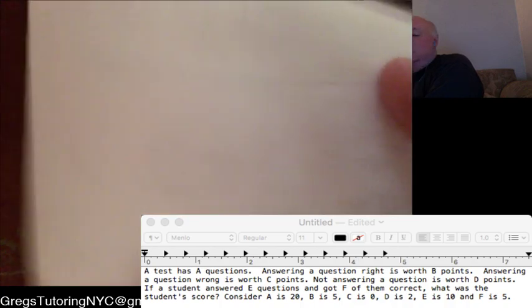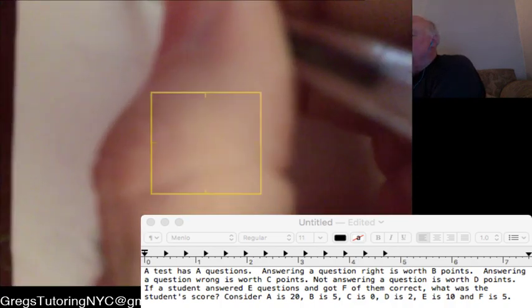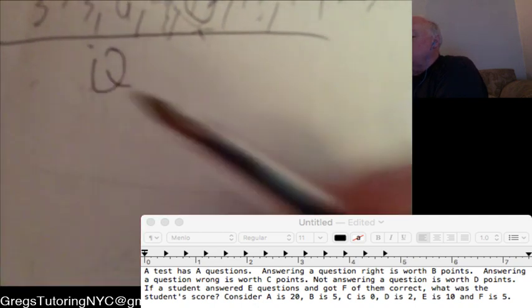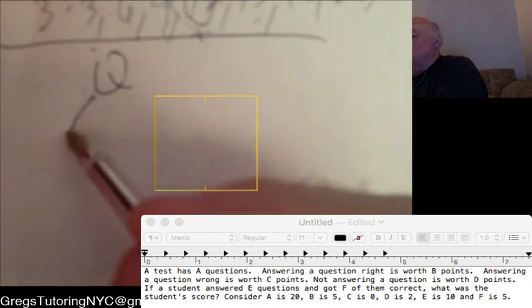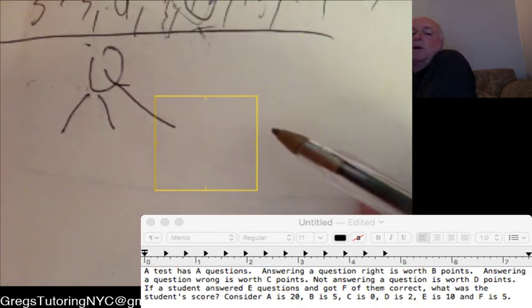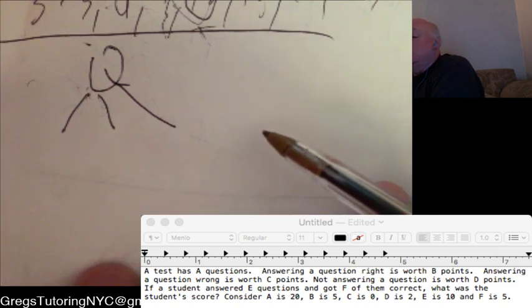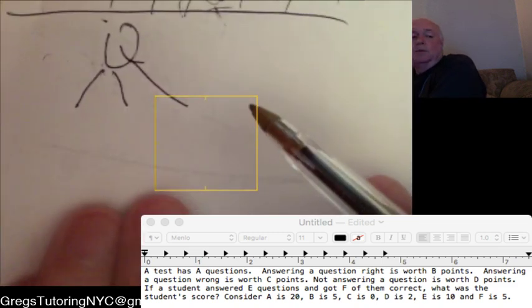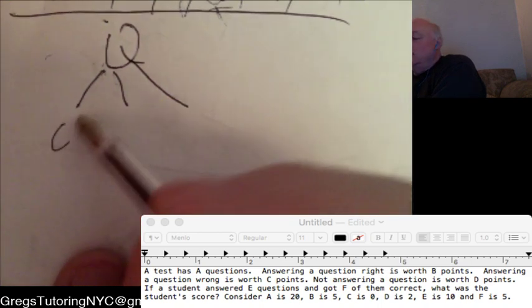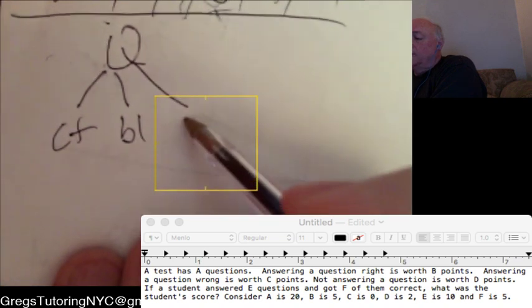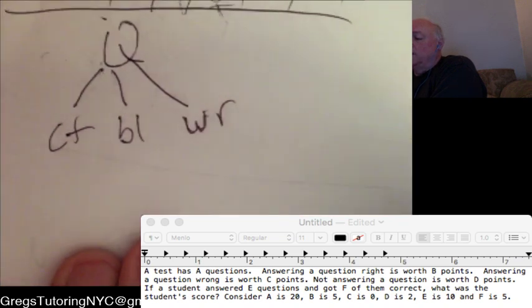So I'm going to kind of view it graphically first. So we have a question. The question can be basically resolved in 3 ways. Okay, and if you want to pause the video, by the way, you can do that and try to solve this. There's probably a few ways to solve this. So a question can be correct, blank, or wrong. All right?